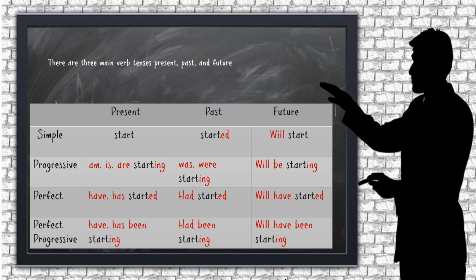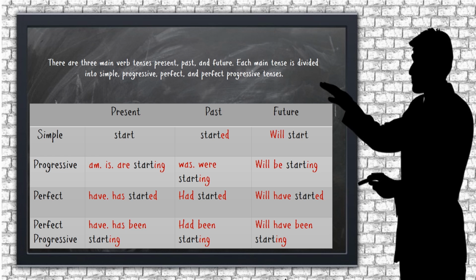There are three main verb tenses: present, past, and future. Each main tense is divided into simple, progressive, perfect, and perfect progressive tenses. Present simple tense is the simple form of the verb. The past simple is formed by adding d, ed, or ied to the base form of the verb. However, in English there are many irregular verbs that take on a completely different form in the past tense. Future simple: will or shall.